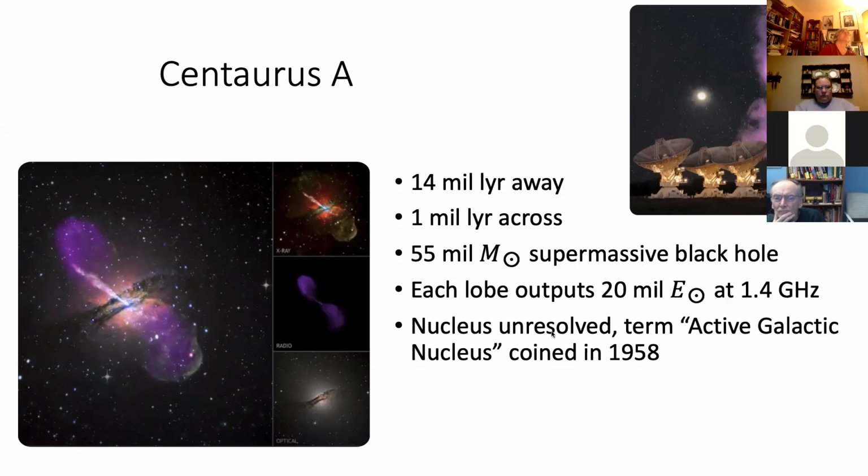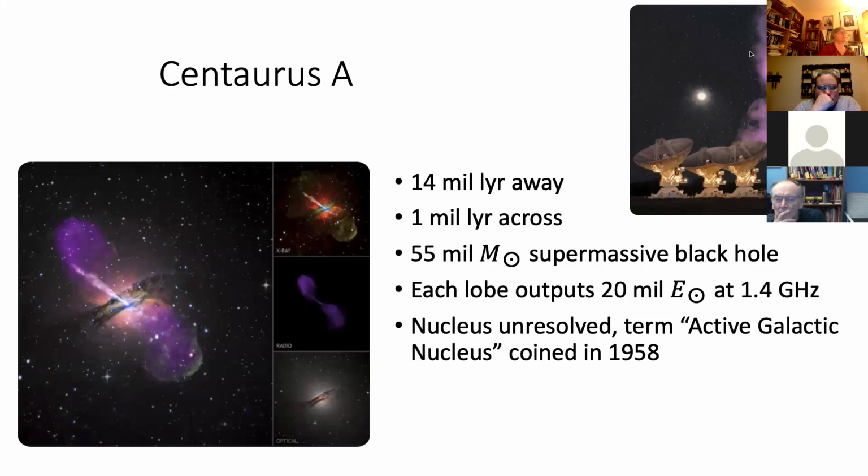Each lobe outputs about 20 million times the energy that the sun does over its full spectrum, at only one frequency of 1.4 gigahertz. That's a radio frequency.